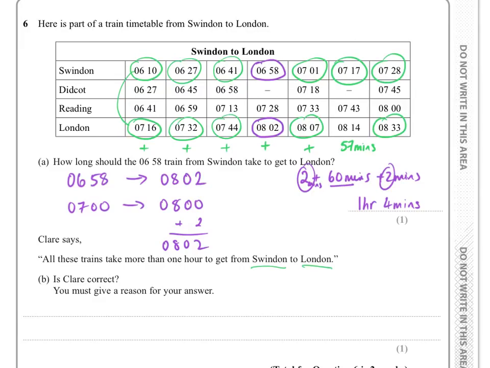So we can say here that the 07:17 arrives in less than 1 hour, so Claire is wrong. Okay, so that wasn't too bad, that question.